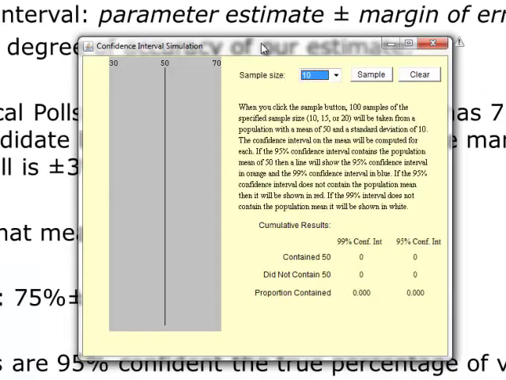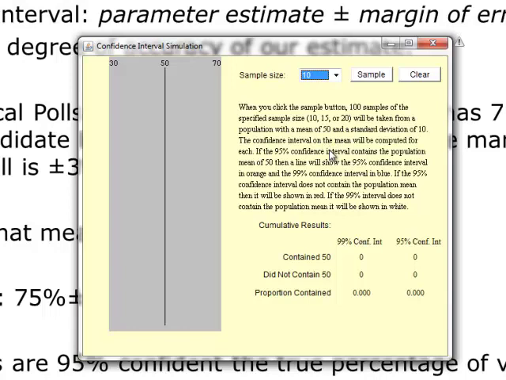This is a confidence interval simulation applet. And what it is designed to do is give us an idea as to how confidence intervals work and what they really mean. We can choose our sample size right here, and then we can look at a number of confidence intervals. So here we have a sample of size 10, and it says when you click the sample button, 100 samples of that size will be taken from a population with a mean of 50 and a standard deviation of 10. So the mean is actually 50, and we're wanting to capture 50 within our confidence interval.